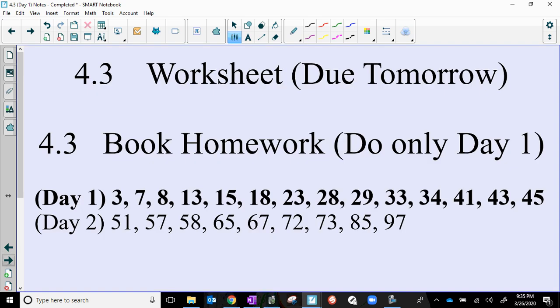So the expectation is that you finish the worksheet and turn that into Schoology before tomorrow is over. And then tomorrow, you're going to watch the video on day 2. You can do all these problems from day 1. I expect you to do those today. And then tomorrow, we're going to add in these problems. And then the day after tomorrow, that's when you're going to turn in the entire assignment. It's just one big assignment for 4.3.